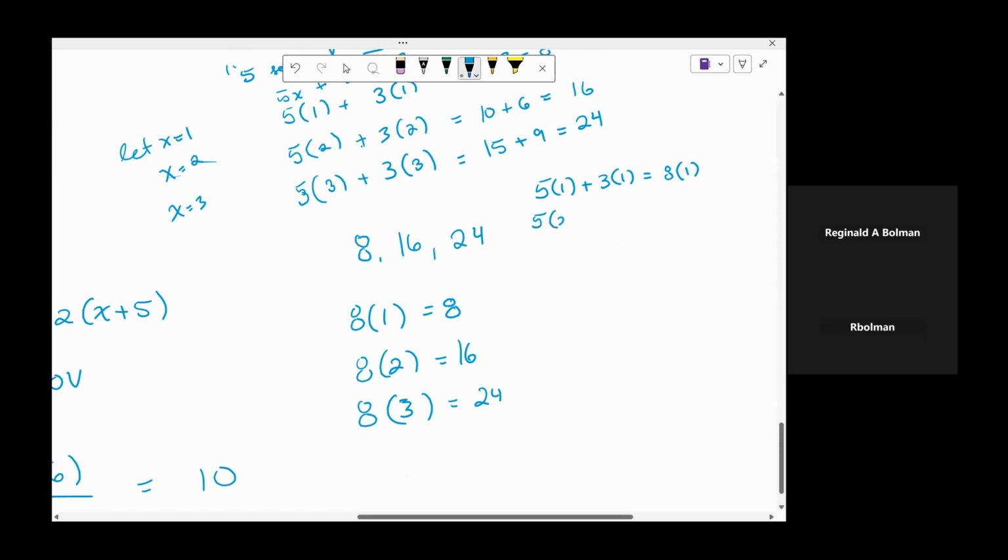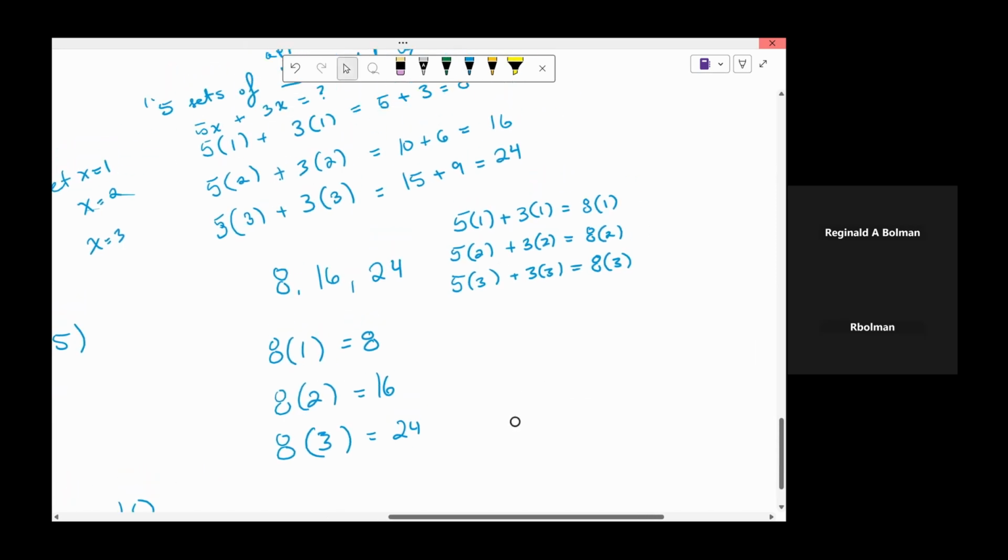And if I took this 5 times 2 plus 3 times 2, that's the same thing as if I had taken 8 and multiplied it by 2. If I took 5 times 3 plus 3 times 3, that's the same thing as if I had just taken 8 and multiplied it by the quantity 3. And I hope that everybody can see that.